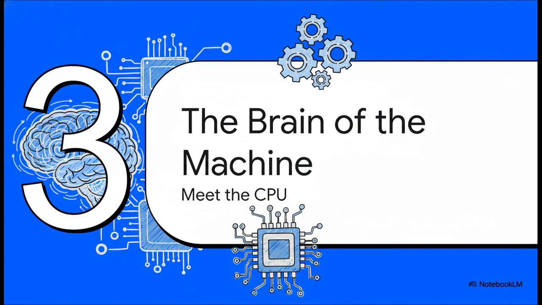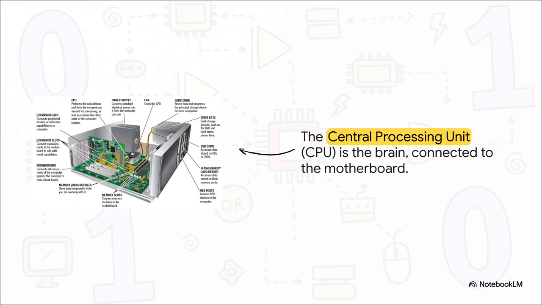Well, it's time to meet the brain of the entire operation. Right there, at the very heart of the computer's main circuit board, what we call the motherboard, sits the central processing unit, or a CPU. If you think of the computer as a symphony orchestra, the CPU is the conductor, telling every single part what to do and when to do it.